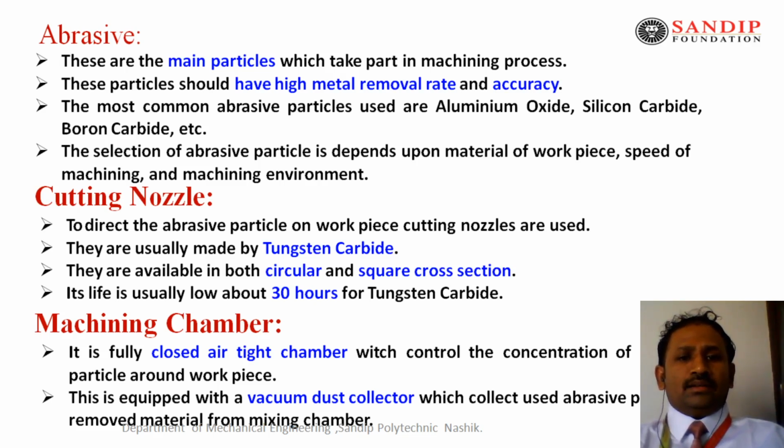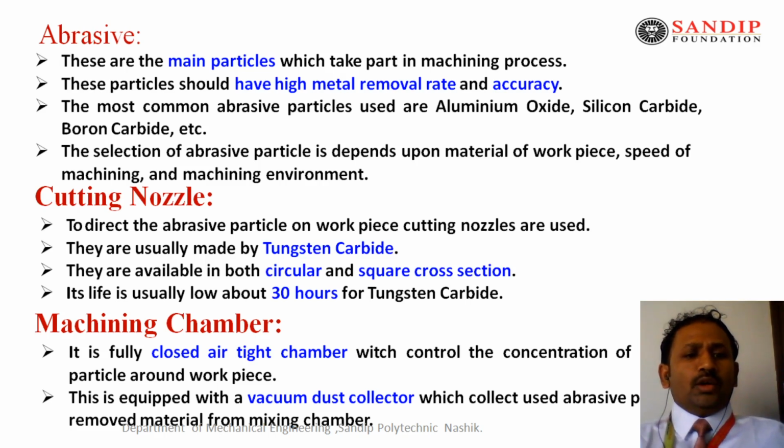Already said in the principle that the material size is 0.025 mm. So the abrasive material should be like aluminum oxide, silicon carbide, or boron carbide. You should remember that the materials are very important. Sometimes a 2 marks question may be there: what are the abrasive materials? Students should know these materials: aluminum oxide, silicon carbide, boron carbide. And then the selection of the abrasive particles depends upon the material of the workpiece, speed of machining, and machining environment.